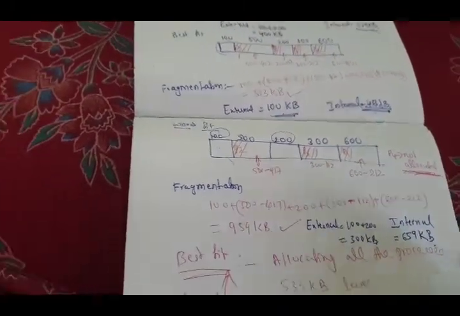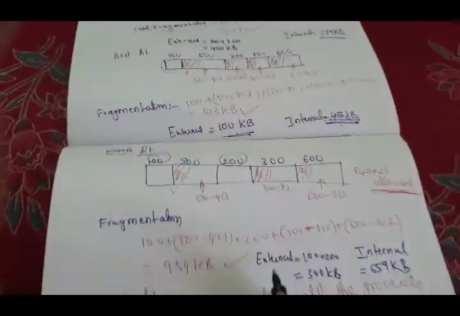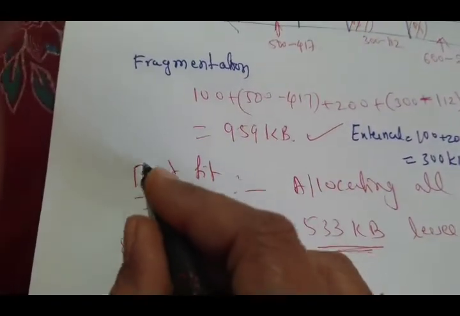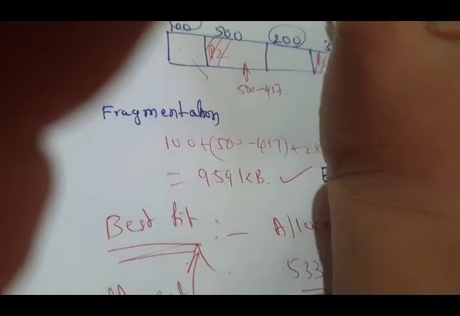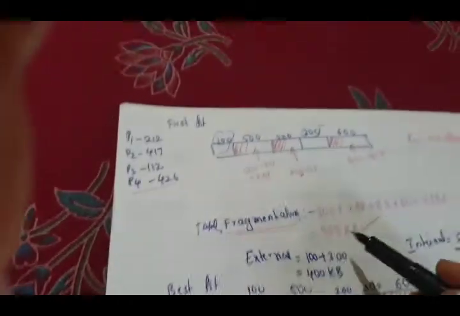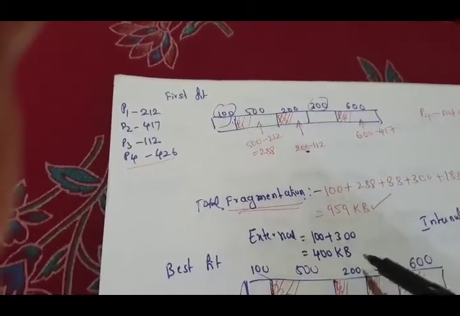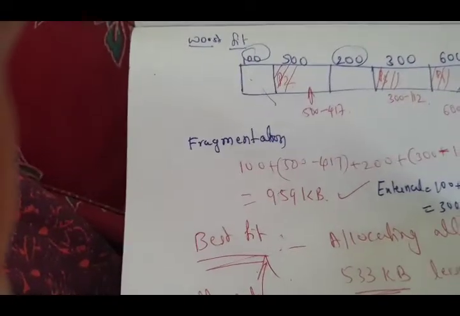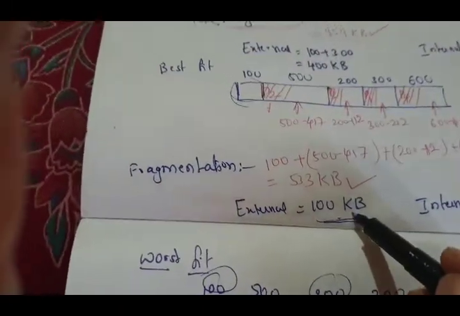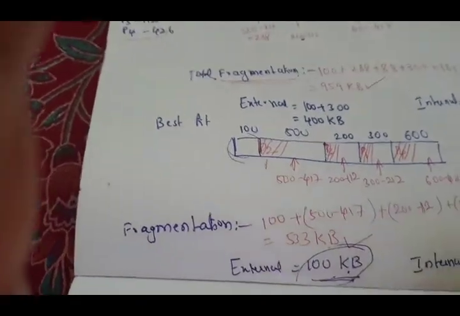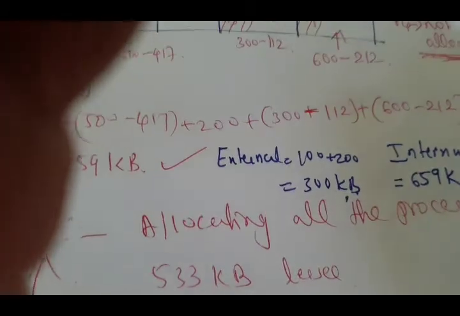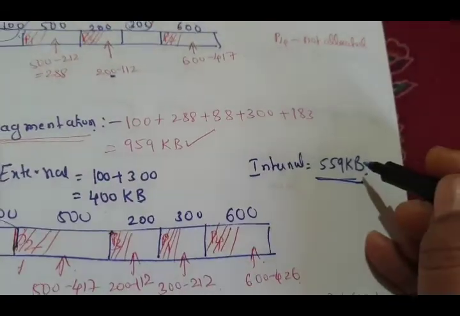As you can observe, to compare the efficiency of these three algorithms, first fit, best fit and worst fit, in terms of external and internal fragmentation, best fit is more suitable. External fragmentation in first fit is 400 KB, in worst fit it is 300 KB, whereas in best fit it is 100 KB only. So this has the least wastage in external fragmentation. Internally it is 433 KB, whereas for the other two, worst fit is 659 and first fit is 559 KB.